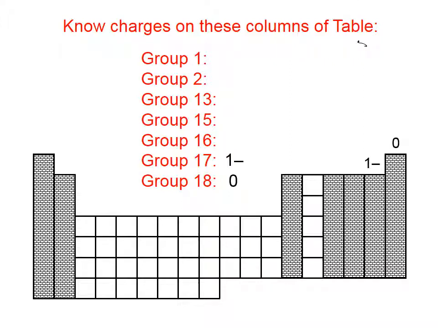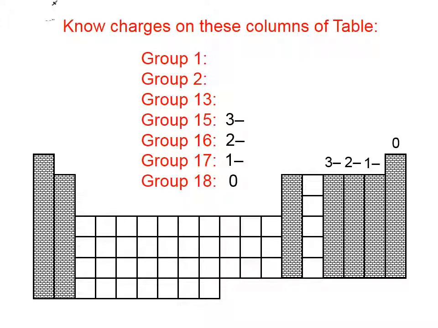Well, what about the group next to them? Wouldn't they want to gain 2 electrons? And that would be yes. And how about the group next to them? Wouldn't they want to gain 3? And if you gain 3 electrons, you gain 3 negative charges, so you have a charge of -3.